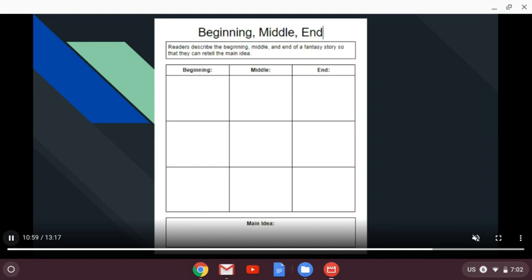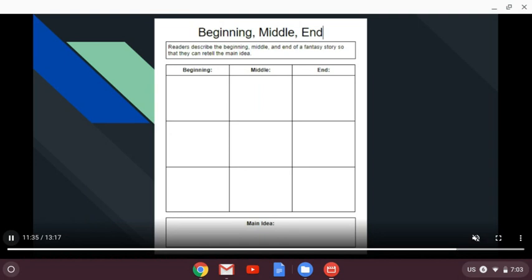So readers will describe the beginning, the middle, and the end of a fantasy story so that they can retell the main idea. As you'll see, there are 3 different columns, 3 different boxes for each the beginning, the middle, and the end. And you're going to fill in what happened at the very beginning. We're going to do the first box together. And then once you fill in that box, you're going to write the main idea, describing the main idea of the story in 1 to 2 sentences. You're going to use that to be able to tell us what the whole picture of the story was, okay?